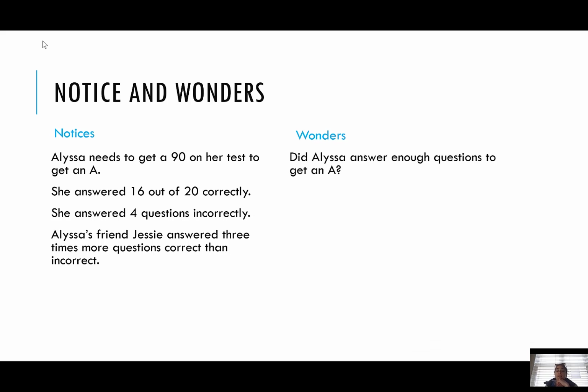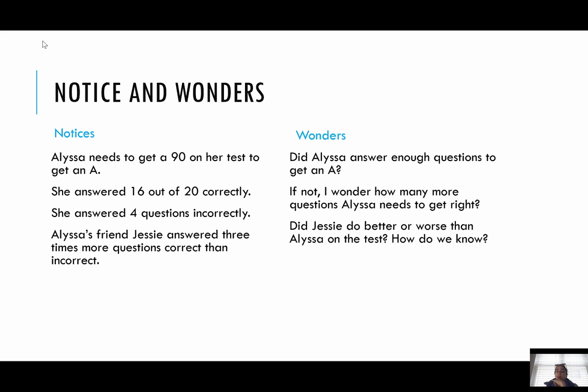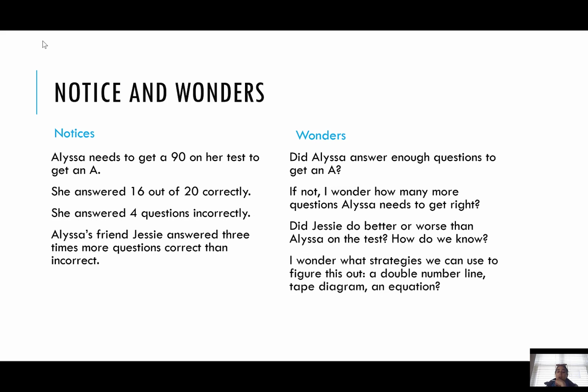Some wonders. Did Alyssa answer enough questions to get an A? If not, I wonder how many more questions Alyssa needs to get right. Did Jessie do better or worse than Alyssa on the test? How do we know? I wonder what strategies we can use to figure this out. A double number line, a tape diagram, an equation of some sort.